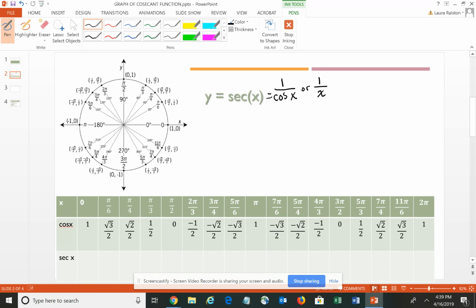And so in the table here at the bottom, again, I've referenced the cosine so that it makes it a little bit easier as we think about the values for the secant. So if we start out with the secant of 0, we would have the reciprocal of 1, which would be 1 over 1, which has a value of 1.